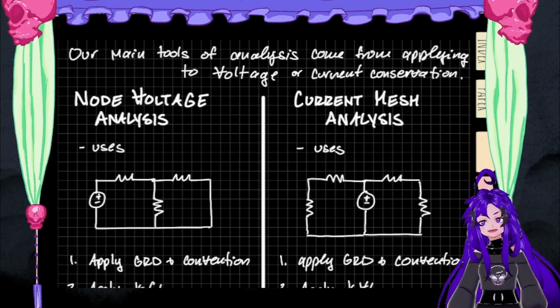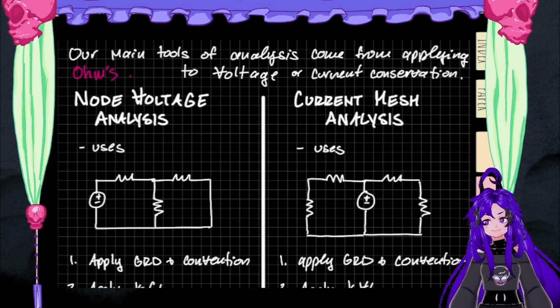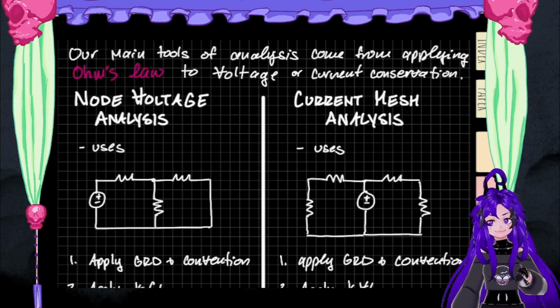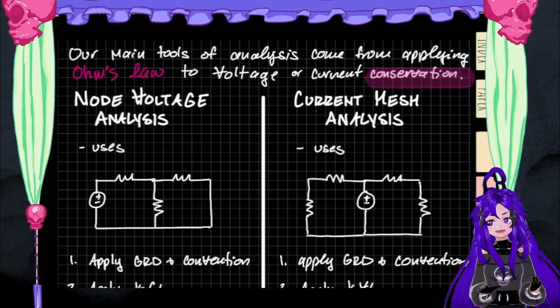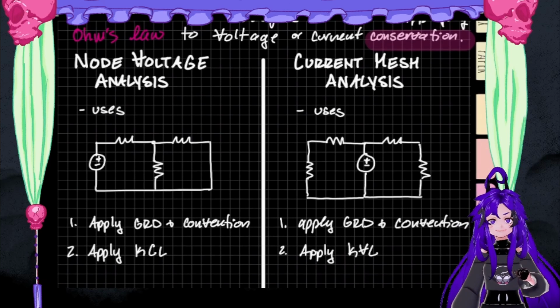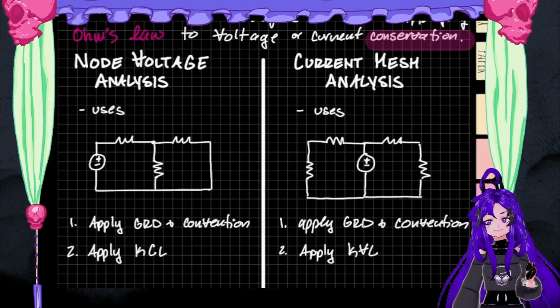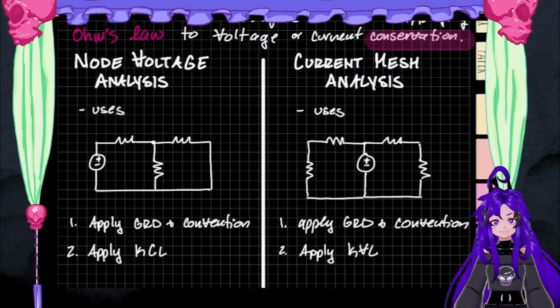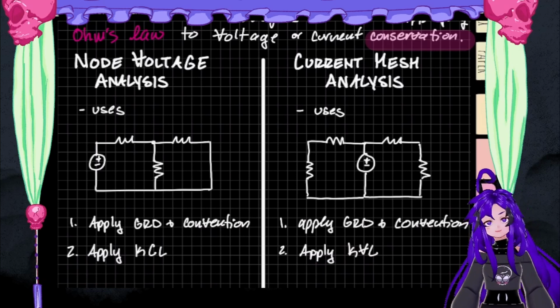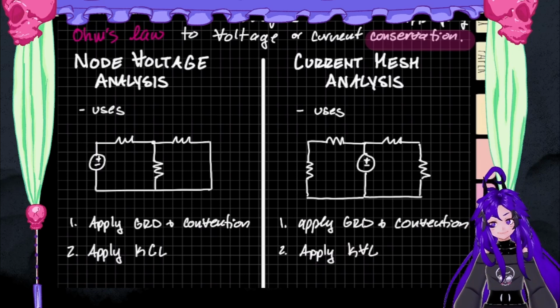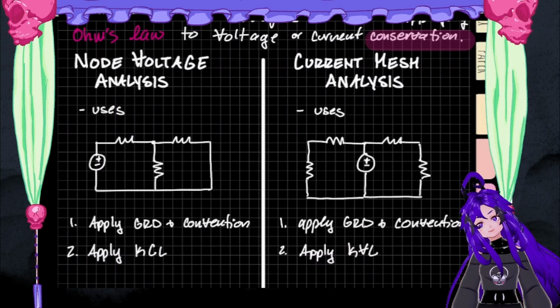We get them by applying Ohm's law to the voltage and current conservation. So Kirchhoff's two laws that we just went over, plus Ohm's law, give us node voltage analysis and mesh current analysis. I'm going to go through them both because they're useful for different situations, and you need to know both. Sometimes you can apply whichever one you want to a circuit, but sometimes it's faster to apply one versus the other.